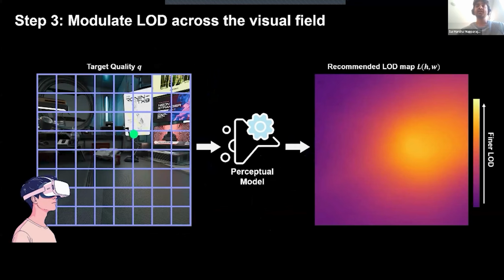For a required target quality Q, we split an image into patches of 64 by 64 and run them through the perceptual model to get a smooth LOD map. Ideally, we should be running with a patch size of 1 by 1, or 1 pixel, for the best LOD heat maps. But to save on compute, we decide to go ahead with a patch size of 64 by 64, which can be considered as a hyperparameter.